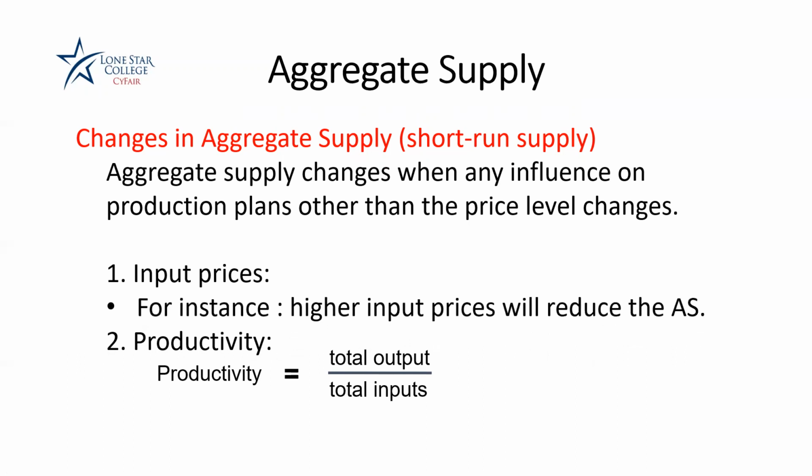Just like chapter 3, if the price of resources increases, if they become more expensive, the aggregate supply will go down. As a result, there will be a leftward shift in aggregate supply. You can again think about the opposite case. Another factor is productivity.